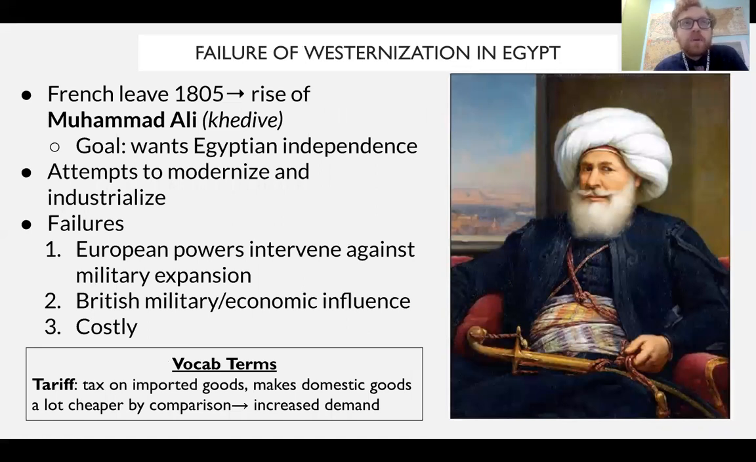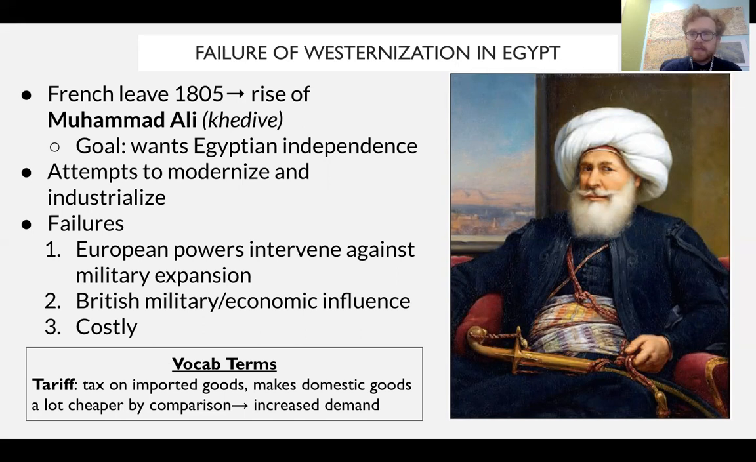And Napoleon bringing these Western ideas of economy, of military, but also of weakening the Ottomans, is going to encourage feelings of independence in Egypt. So we are going to see the rise of figures that want to demand Egyptian independence from the Ottomans.